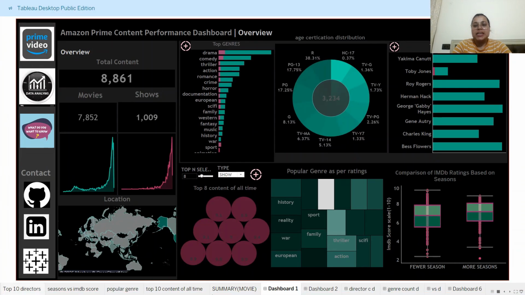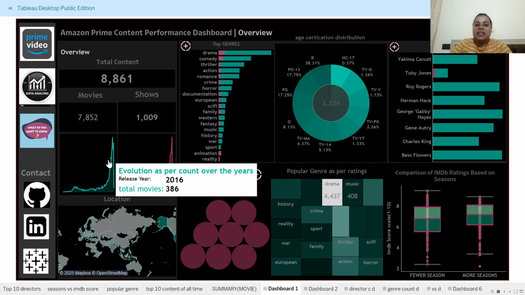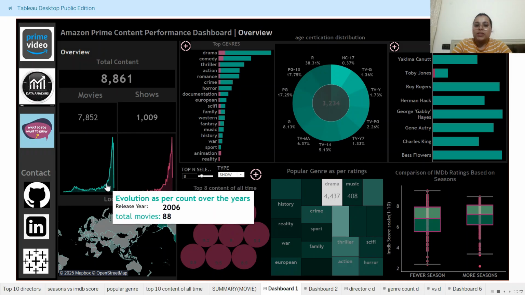I prepared this dashboard with the help of Tableau, and we are going to have a depth analysis of every single chart. After data cleaning and EDA, the total content available in the Amazon Prime data set is 8,861 rows, in which movies are 7,852 and the total shows are 1,009. The first chart is about trends over time.